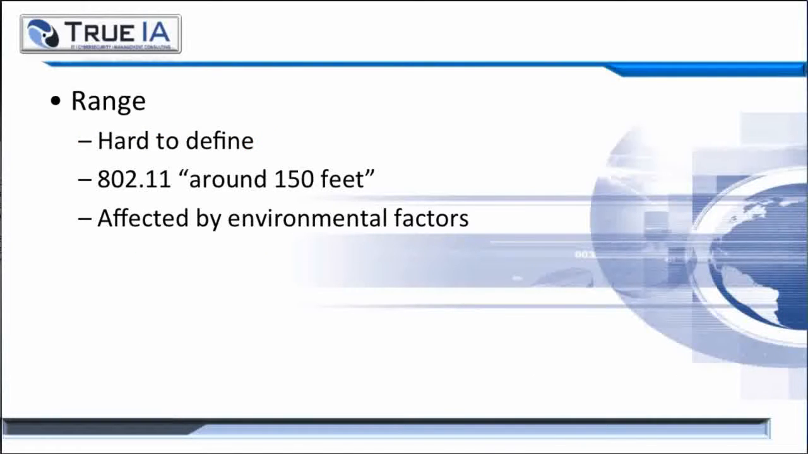When it comes to range and wireless, at best it's a little fuzzy. It's kind of hard to define. The 802.11 standard indicates that your wireless signal should be approximately 150 feet. However, there are several environmental variables that can alter that maximum standard.